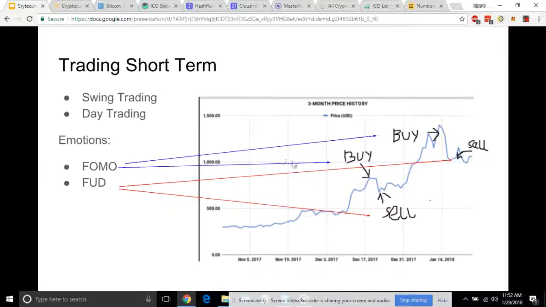FOMO stands for fear of missing out. It is when you buy a particular asset that is already growing exponentially. FUD stands for fear, uncertainty, and doubt, which means that you are selling an asset that is losing value significantly. Basically, greed and fear are the emotions that drive the decisions of early investors.